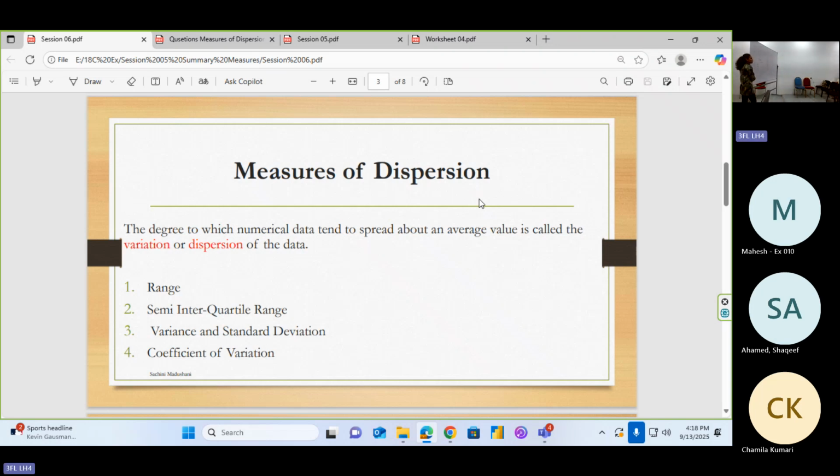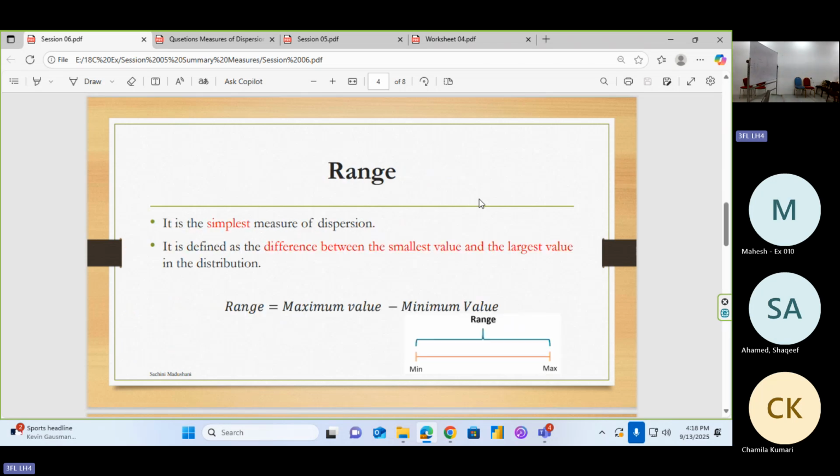Then what happened to our decision? It's wrong. Understood? We need to get a rough idea, then we can use the range. But accuracy is less, because we consider only the maximum and the minimum marks. Understood? This is the first measurement. It can be calculated easily, and it is the simplest measure of dispersion. Understood?